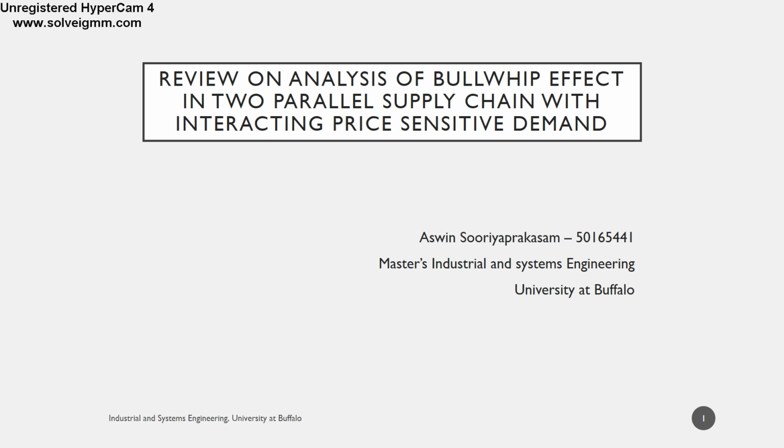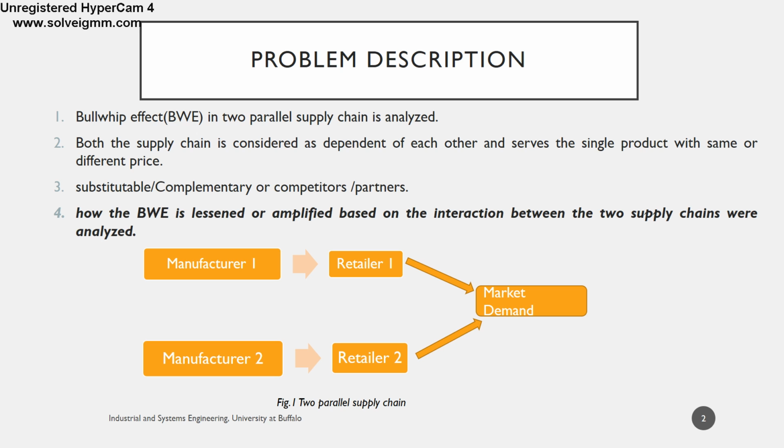Hi everyone. I'm going to talk about the review paper, which is titled Analysis of Bullwhip Effect in Two Parallel Supply Chain with Interacting Price Sensitive Demand. And I'll talk about the problem description.